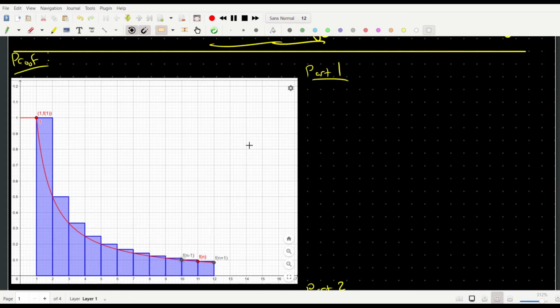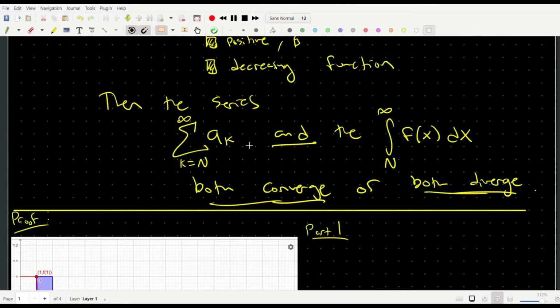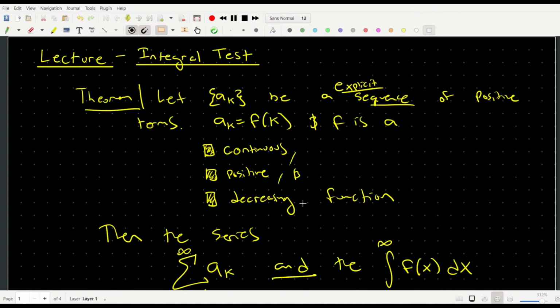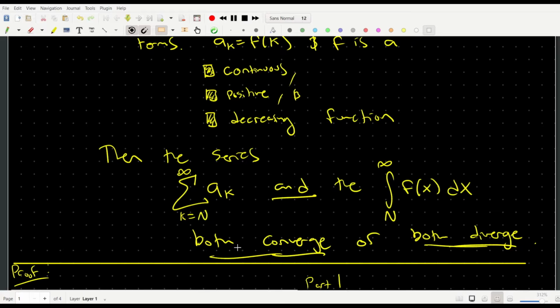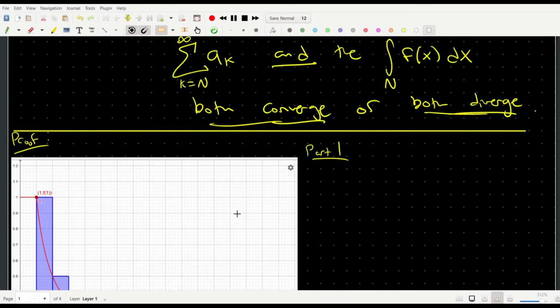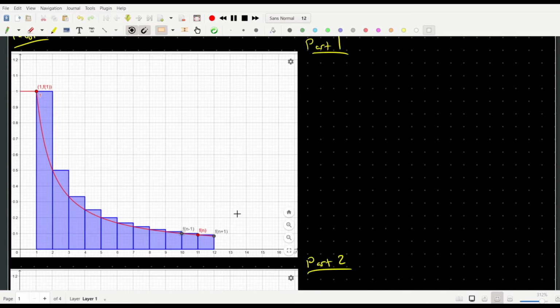So to that end, what we're going to do is split up both things that this theorem is saying into two parts: the convergence and the divergence. I'll start with the divergence, and then I'll show the convergence. So part 1 will be divergence, and part 2 will be convergence. And to that end, what I've done here is plotted out the function f in red. This red curve is the function f.